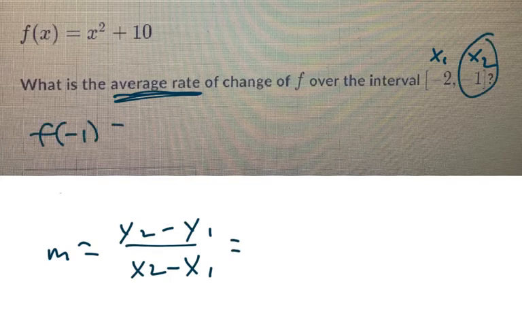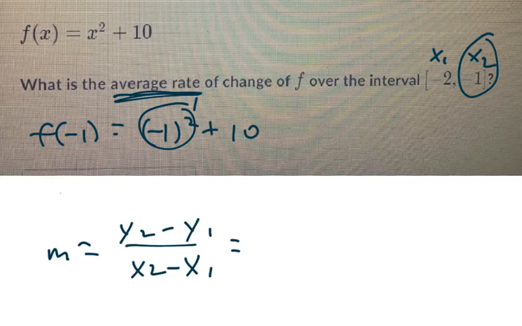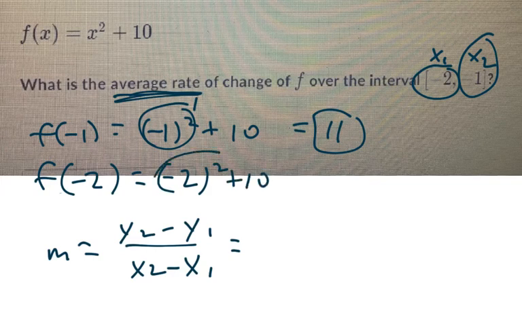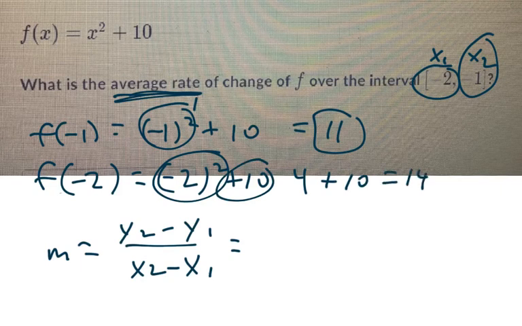So f of -1 is going to be this. And -1 squared is 1, so 1 plus 10 is 11. Let's do our other x. Our x1's -2. So we're going to plug in -2. -2 squared is 4, plus the 10 is 14.